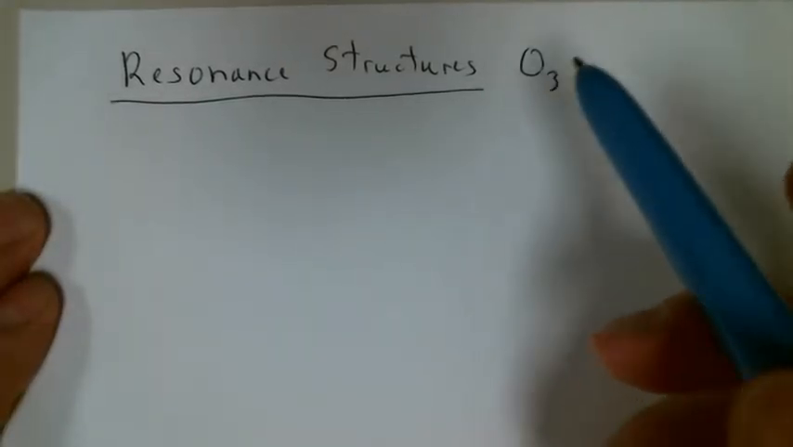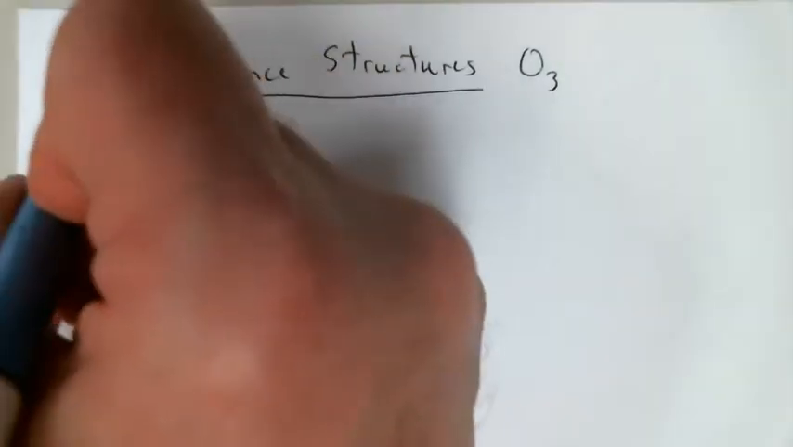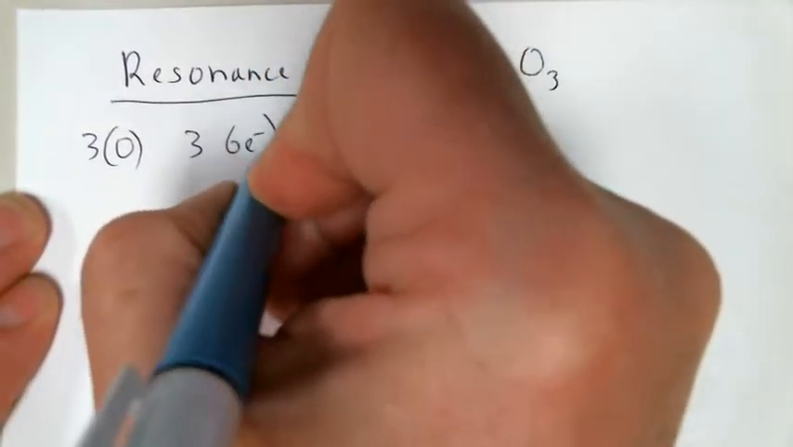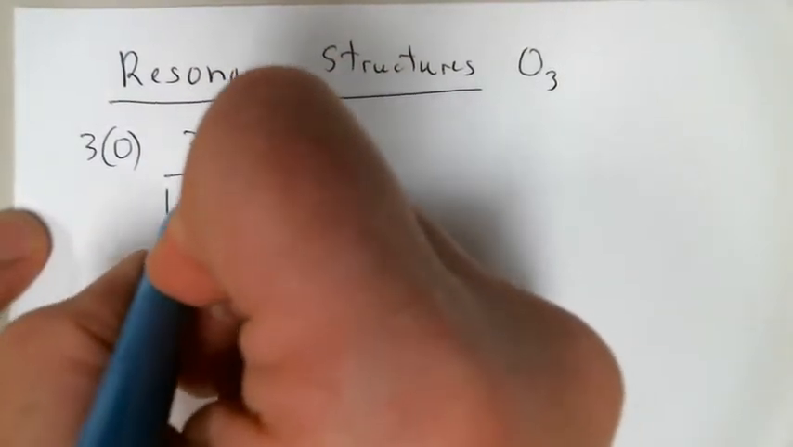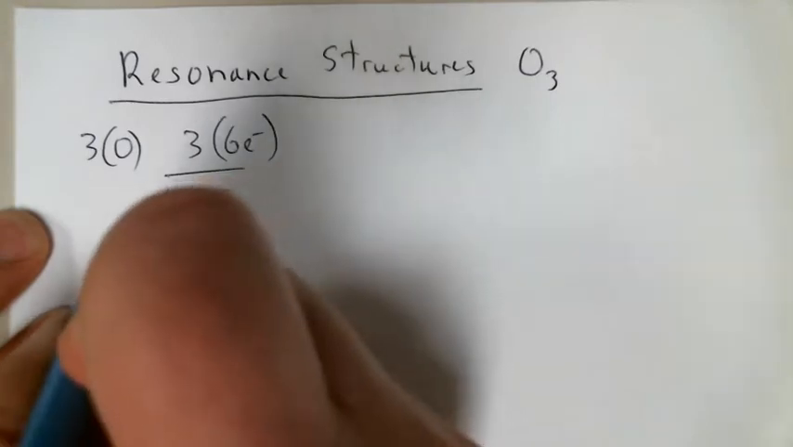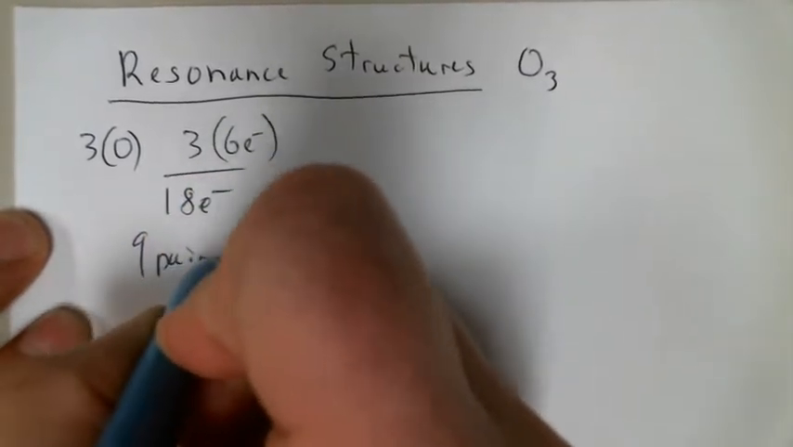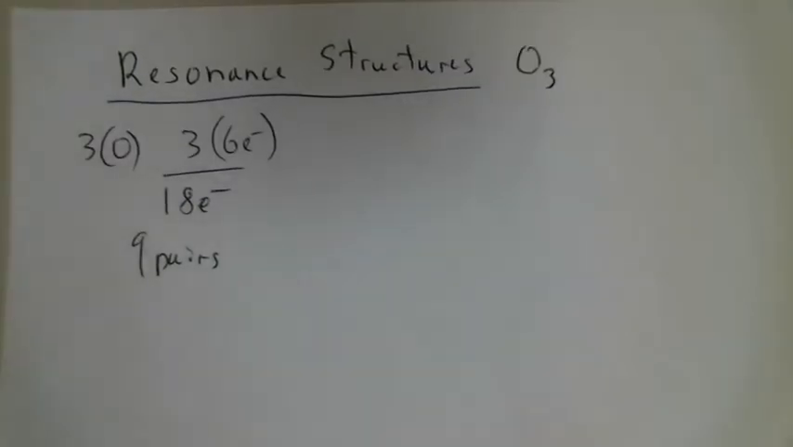So ozone, 3 oxygen atoms. That's 6 electrons each because it's in group 6. So we have a total of 18 electrons, which is 9 pairs. You should pause the video and draw this Lewis structure yourself. Okay.